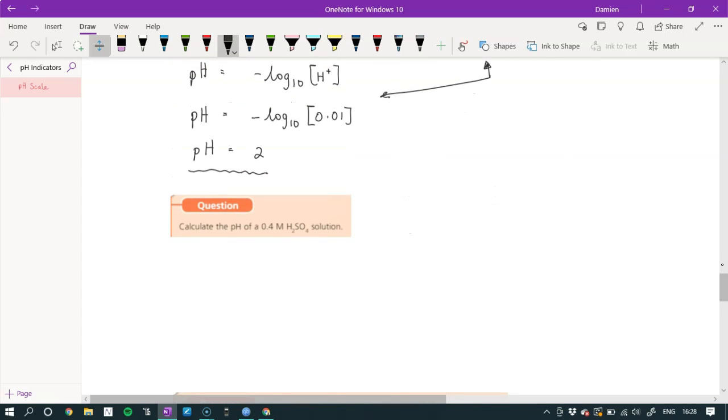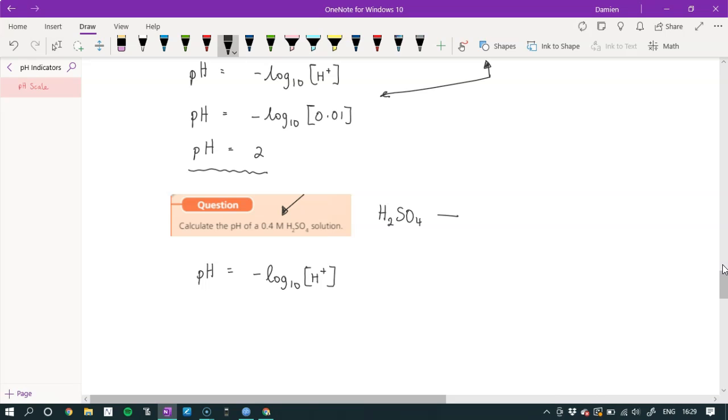This next one is calculate the pH of a 0.4 molar H2SO4 solution. You're going to do exactly the same thing here. You're going to write down your pH is equal to minus log to the base 10 of the hydrogen ion concentration. But we don't have a hydrogen ion concentration. We just have molarity. So for strong acids and strong bases, they always break down, H2SO4.